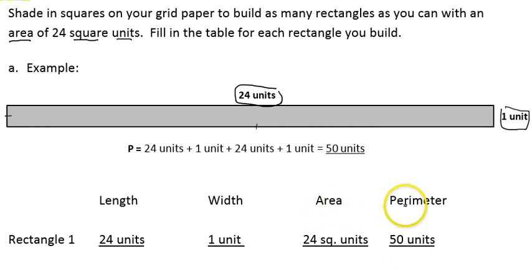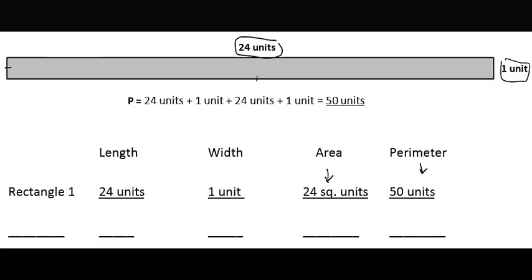Now, when we talk about area and perimeter, we need to pay attention to our labels as well. The area is talking about how many squares make up the shape. The perimeter is just talking about the distance around the shape, so its label will just be units, as opposed to the square units for the area. Now, let's see if we can find another rectangle that has an area of 24 square units.